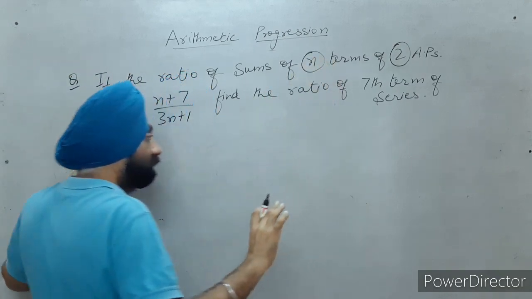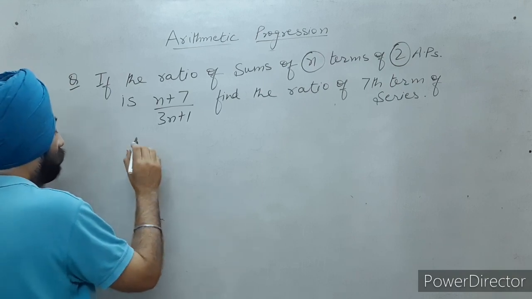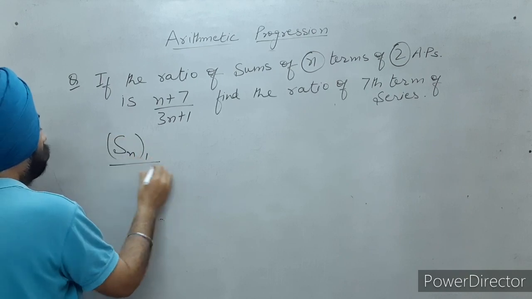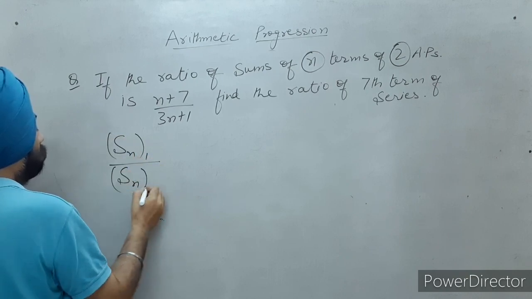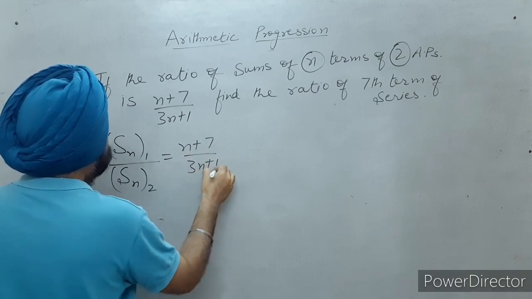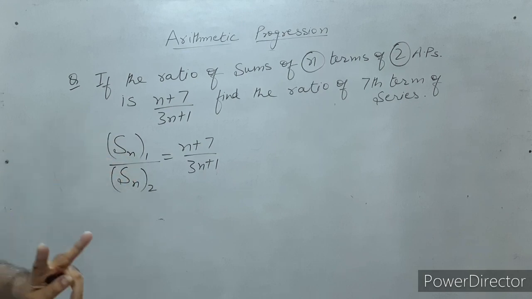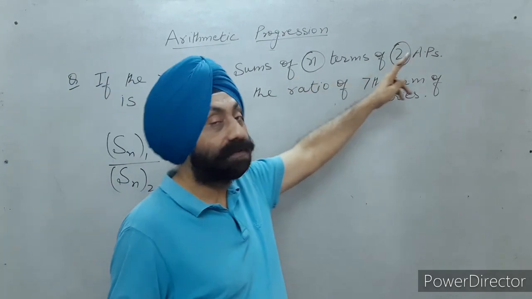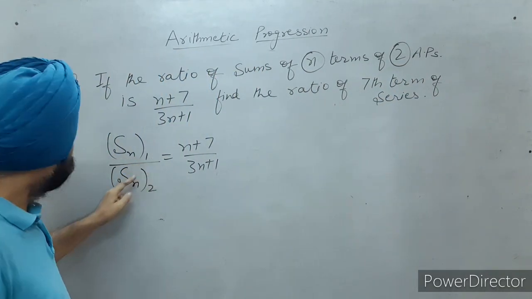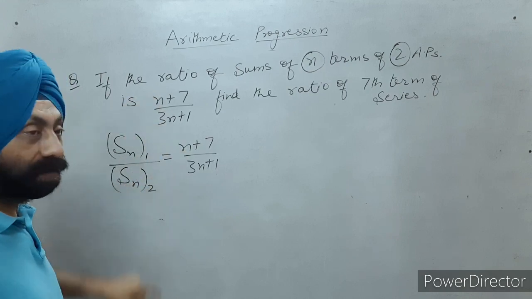Now in both the cases I have to consider n terms only. Now there are two APs, okay? The sum of n terms of first AP, sum of n terms of the second AP, it is given as n plus 7 upon 3n plus 1. This is given to us. There are two APs. Its ratio is n plus 7 upon 3n plus 1.